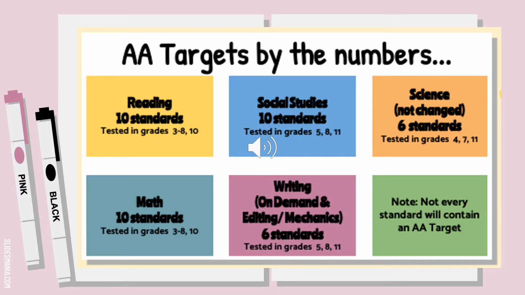On this slide, you will see the content area, the number of standards assessed in that content area, and the grade level in which those alternate assessment targets are assessed. A notable difference is that writing and science will have 6 standards assessed, whereas the other content areas will assess 10 content standards. Another noteworthy difference is science. Science standards will remain the same as in past years. Furthermore, keep in mind as you review the standards that not every standard will have an alternate assessment target, as we discussed in the previous slide.